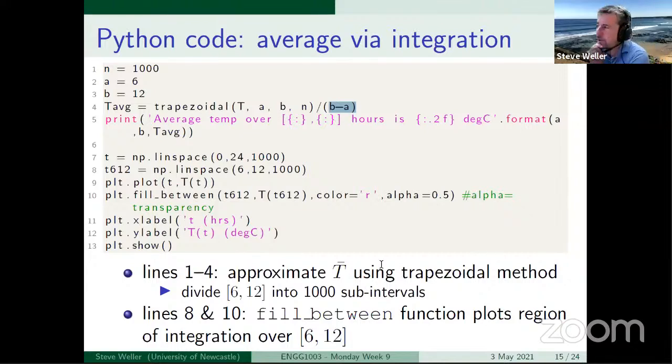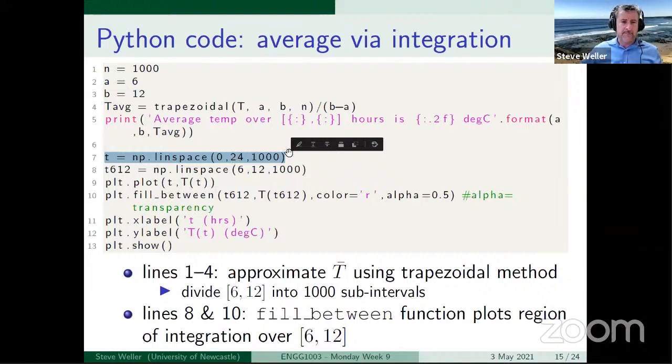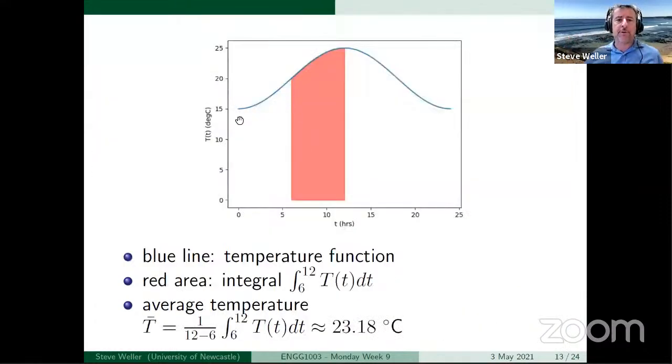Okay, but now what I want to do is introduce a new function call to you. It's a function that's available inside the matplotlib library. So if you look what's going on in here, I wanted to plot the blue line over time 0 to 24 using 1,000 time points. And I use linspace. We saw that right back at the start of the course. We use linspace to linearly space time points between time 0 and time 24. And in line 7, I create a time base that allows me to plot the blue curve. Nice blue curve.